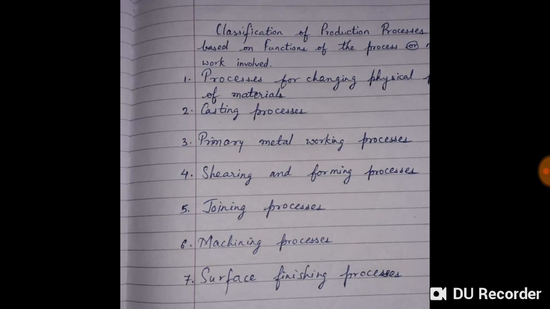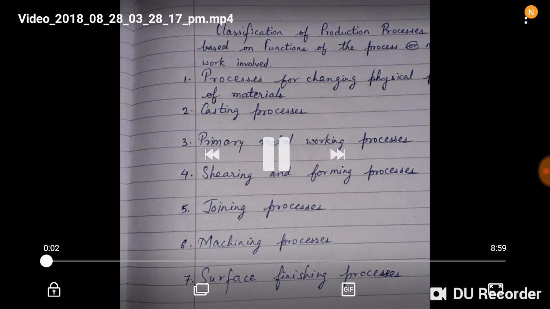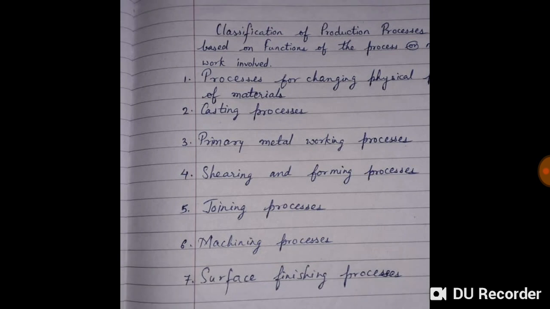The second is casting processes. Third is primary metal working process. Fourth is shearing and forming processes. Fifth is joining processes. Sixth is machining processes. Seventh is surface finishing processes. So let us start. So the first part is processing for changing the physical properties of the material.